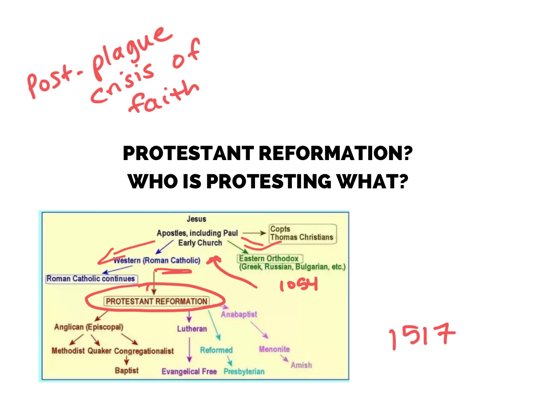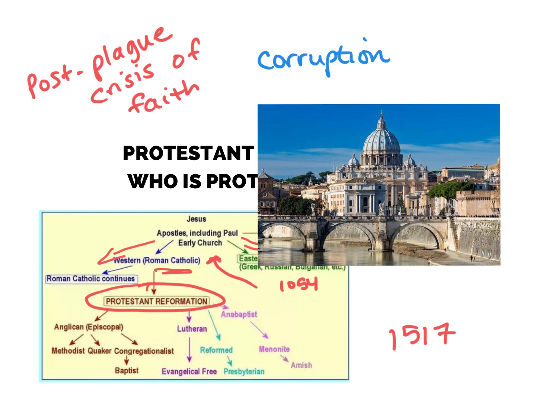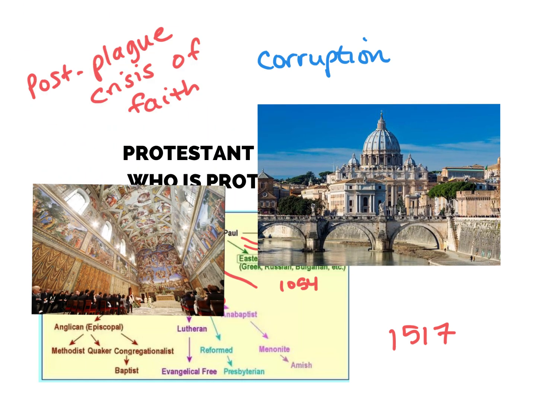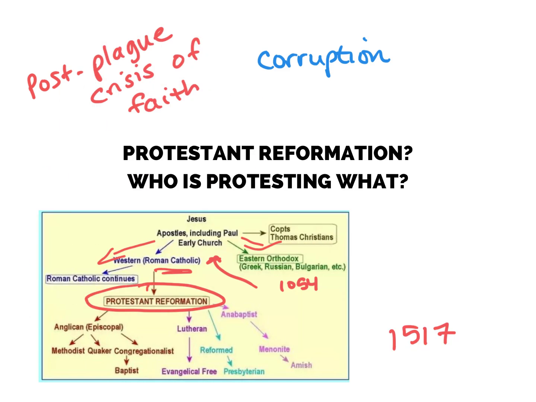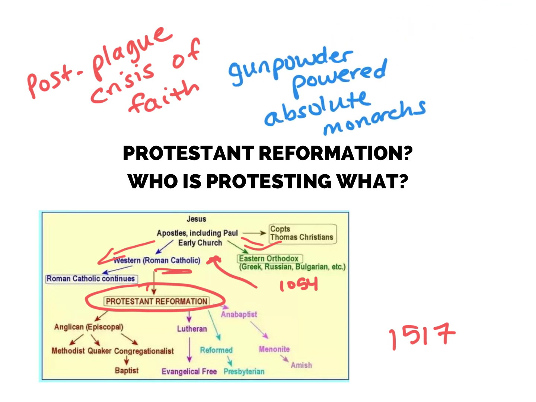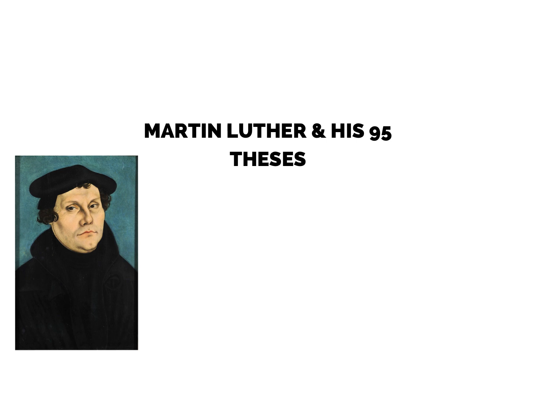And on top of this, we start to see an increasing level of corruption from the leaders of the church. For example, if we're thinking about the greatness of things like St. Peter's Basilica in Rome and the Sistine Chapel ceiling, these things are not coming for free. And so there's a lot of corruption. If you add to this the fact that in the wake of the plague, you have this serious growth of gunpowder-powered absolute monarchies who are jealous of the power that the Catholic Church has, you kind of have a problem on your hands. Enter Martin Luther and his 95 Theses.